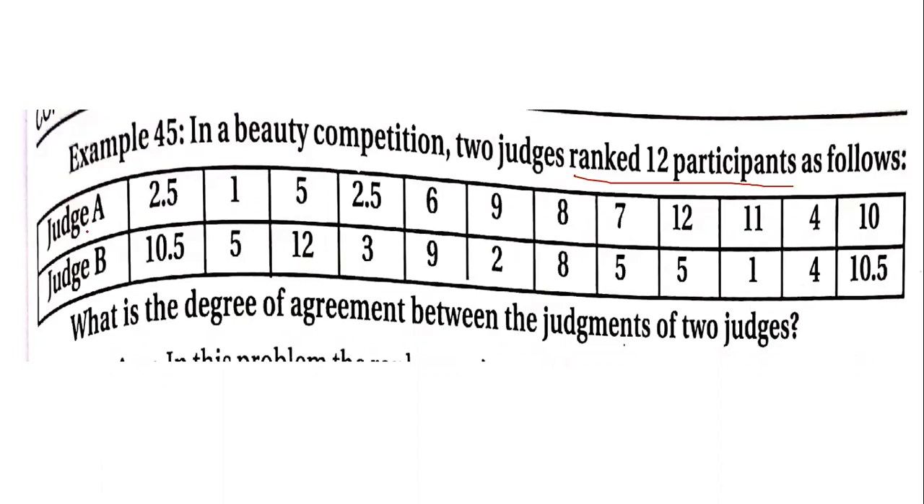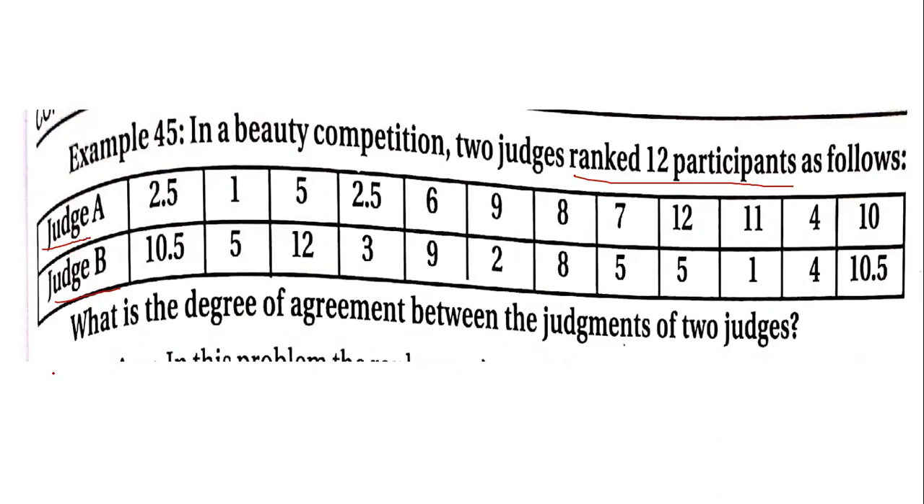Okay. Until the previous problem, we were calculating the ranks. Now they have only given us the ranks. So we are only supposed to check where there is repetition and where there is not repetition and solve the problem. So here they have given us judge A and judge B, and they have given us the ranks accordingly.